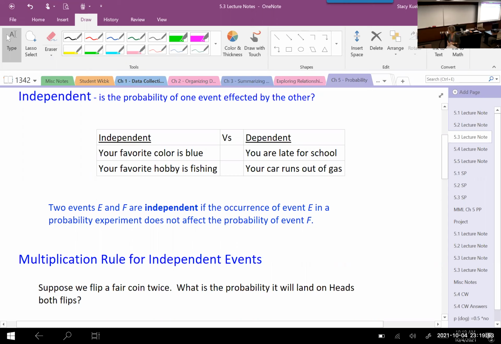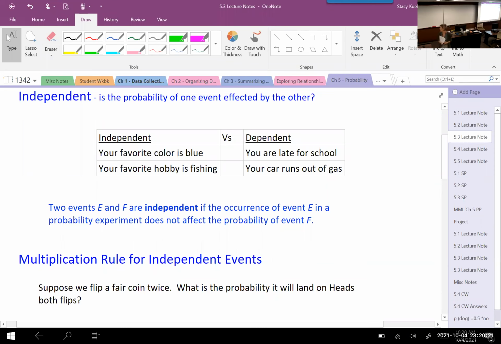Oh, I think I read those wrong. Let me back up. Two things that would be independent, although the example I gave is independent for sure. Your favorite color is blue and your favorite hobby is fishing. The probability that your favorite color is blue and the probability that your favorite hobby is fishing are again independent of each other, correct? All right, because one probability does not affect the other.